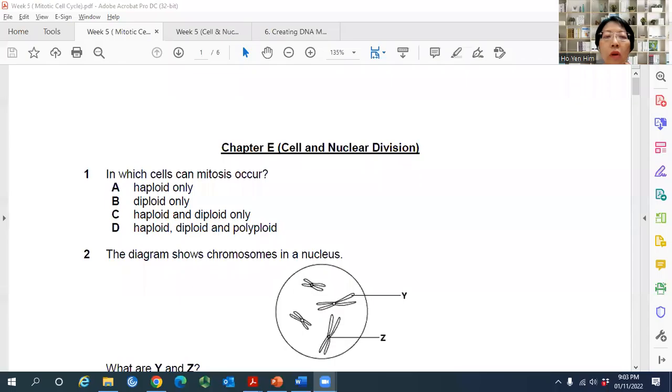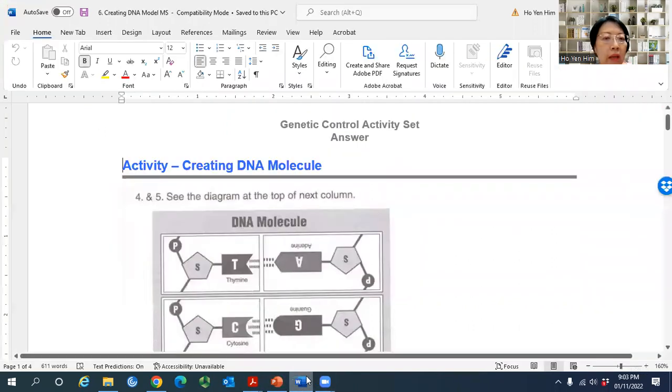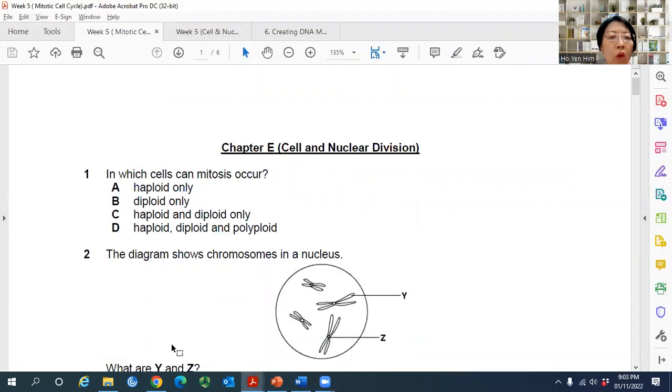So for this tutorial, I'll start with discussing MCQ, and then after that, I will go to discuss the immobilized enzyme investigation number 3, and then followed by this DNA model question, and then followed by any other questions that you have. So therefore, we will start with MCQ. So Chloe, can you let me know, are there any questions that you want to clarify?